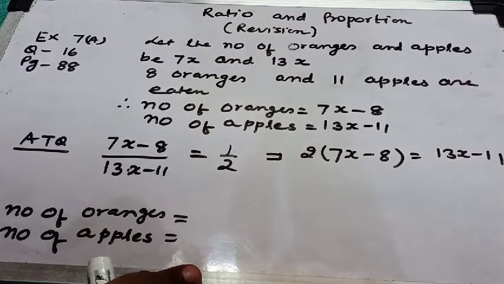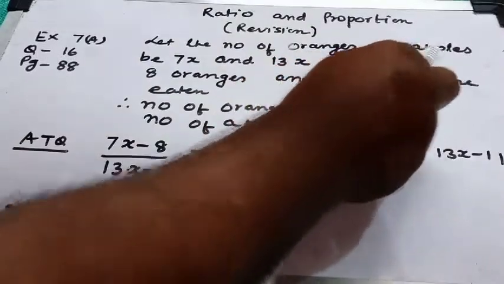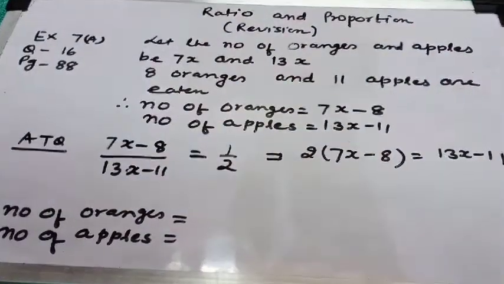Revision for class 10. Chapter is ratio and proportion. It is page number 88, question number 16, exercise 7a. The question says that in a basket the ratio between the number of oranges and number of apples is given as 7:13. So I have considered, let the number of oranges and apples be 7x and 13x.